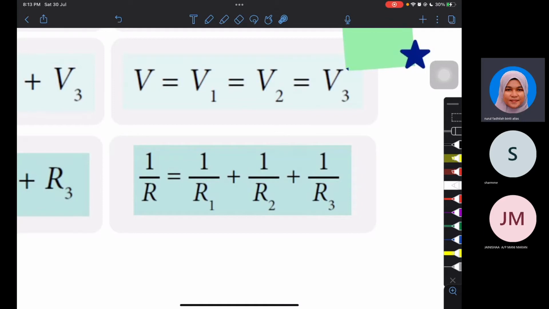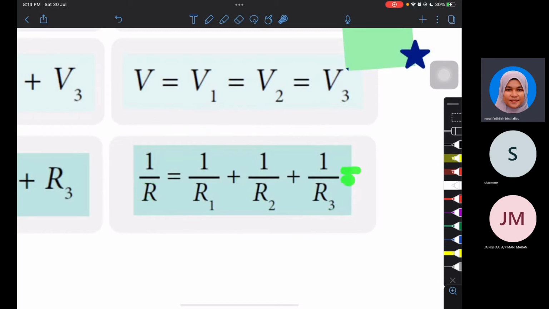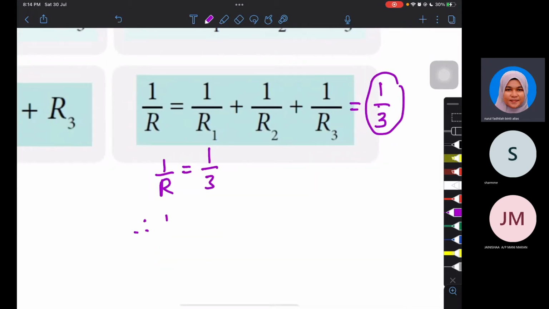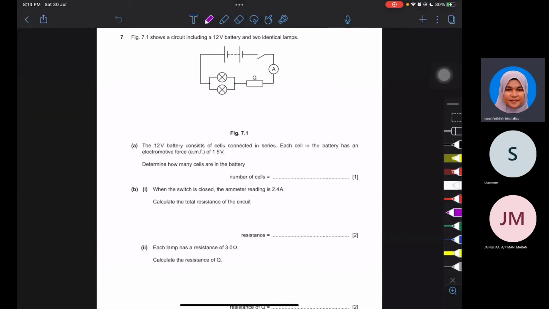Okay, and then kita ada the resistor. Jadi yang ni selalu student salah. 1 over R equals to 1 over R1 plus 1 over R2 plus 1 over R3. Once you dapat jawapan, contoh you dapat jawapan berapa? Contoh ini adalah 1 over 3. So ni 1 over 3 ni is not the resistance, it's the 1 over R. 1 over R equals to 1 over 3. Therefore, kalau nak cari R dia berapa? 3 over 1, which is 3 lah. Kita terbalikkan saja. Okay?